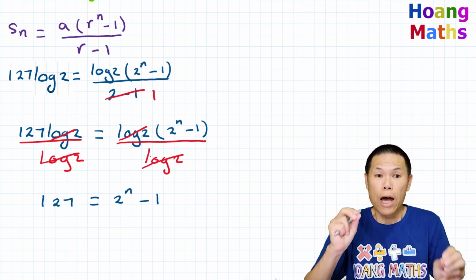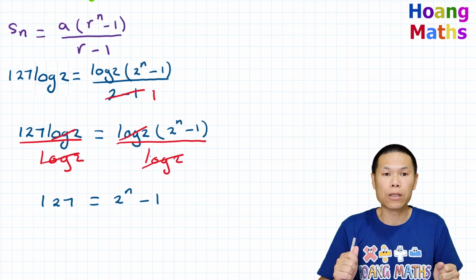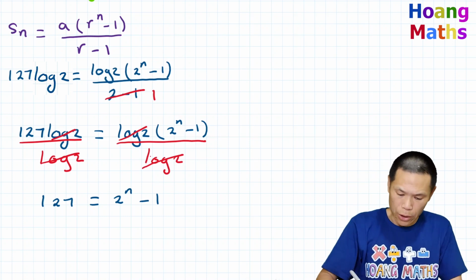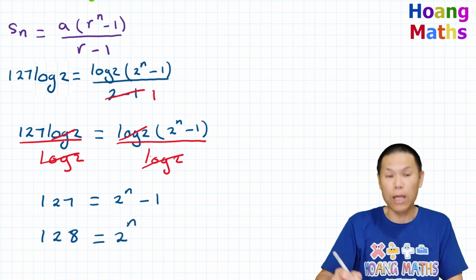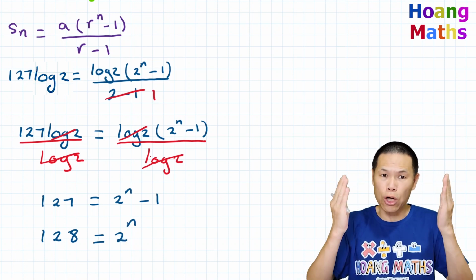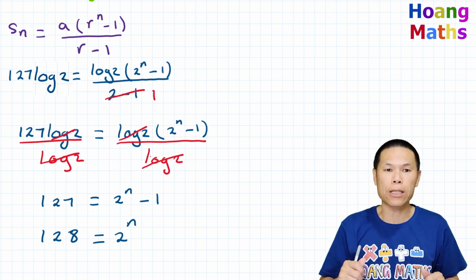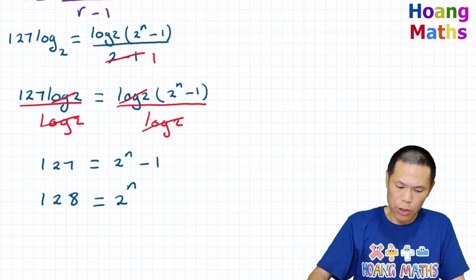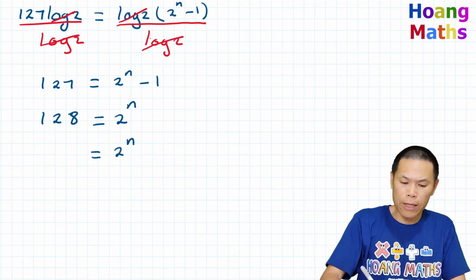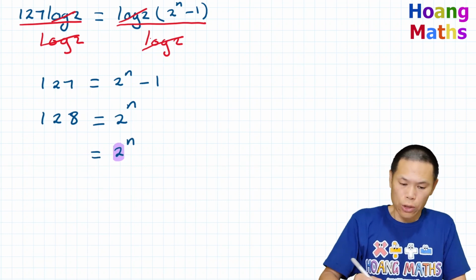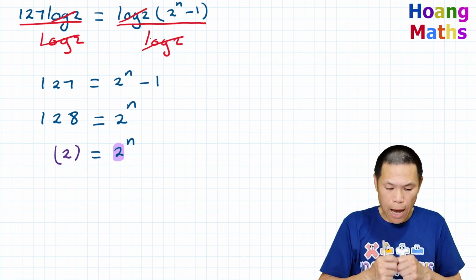Now what I do is move the 1 to this side, so that minus becomes plus. So plus 1, that is 128 equal to 2 power n. Of course, we can solve this by using log law, or we can just use index law. So let's just use index law, by guess and check. On the right hand side is 2 power n, so it should be 2 on this side as well. 2 power of a number will give me 128.